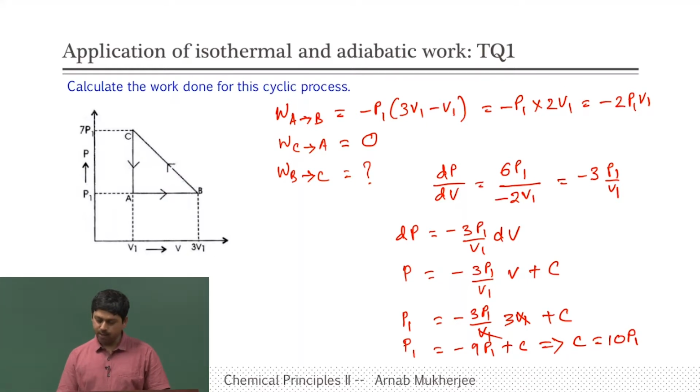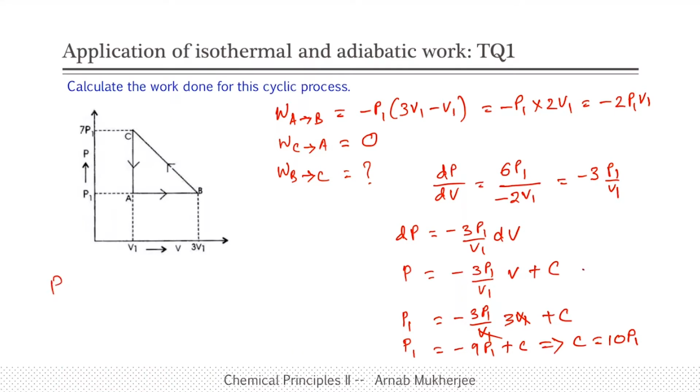Now we get the equation, let us call it equation number 1. From 1 we get P equals minus 3 P1 by V1 into V plus 10 P1. P1 and V1 are fixed values, whereas P and V are variables. P is a function of V, or V is a function of P. Now that we have P, the work done from B to C can be written as minus the integral of P dV, going from 3 V1 to V1, because we are going from B to C.